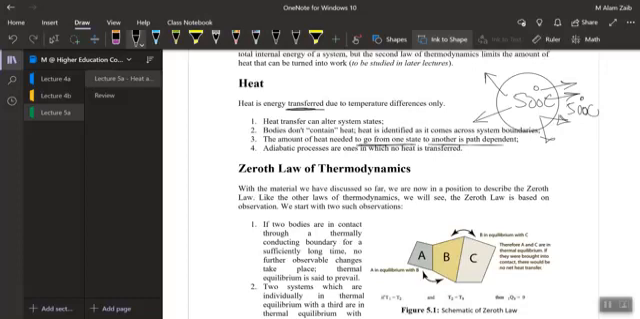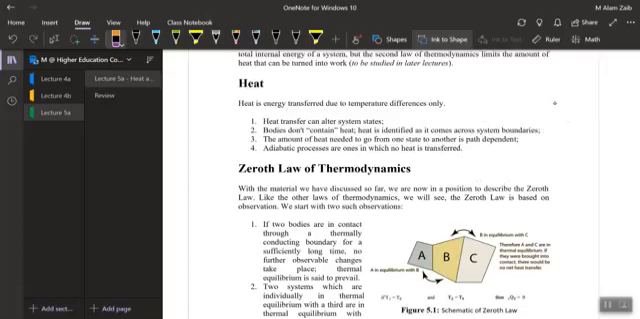If you remember, at the initial start of this lecture, I said, what is actually the path? Path we actually call a process. What is the process? It is the way the system goes from one state to another state. So the amount of heat going from one state to another state is process dependent, or path dependent. Let me have an example.